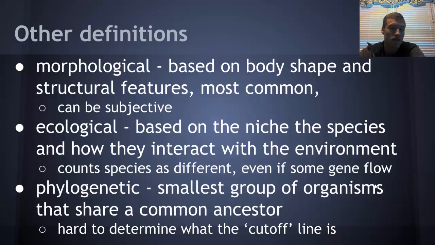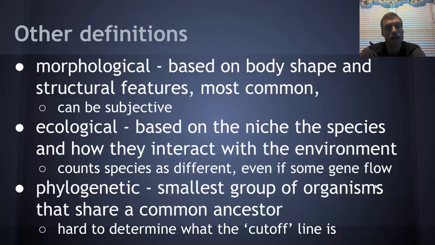We can also have an ecological definition. Here we're going to be taking the niche of the species, and we're going to be using that as kind of the defining characteristic. So the niche of a species is this ecological role, what it eats, what it doesn't eat, what ecosystem services it provides. It can count species as different even if there is some gene flow. So if maybe some groups of a species perform different ecological functions, maybe they'd be considered to be a different species even if there is interbreeding going on.